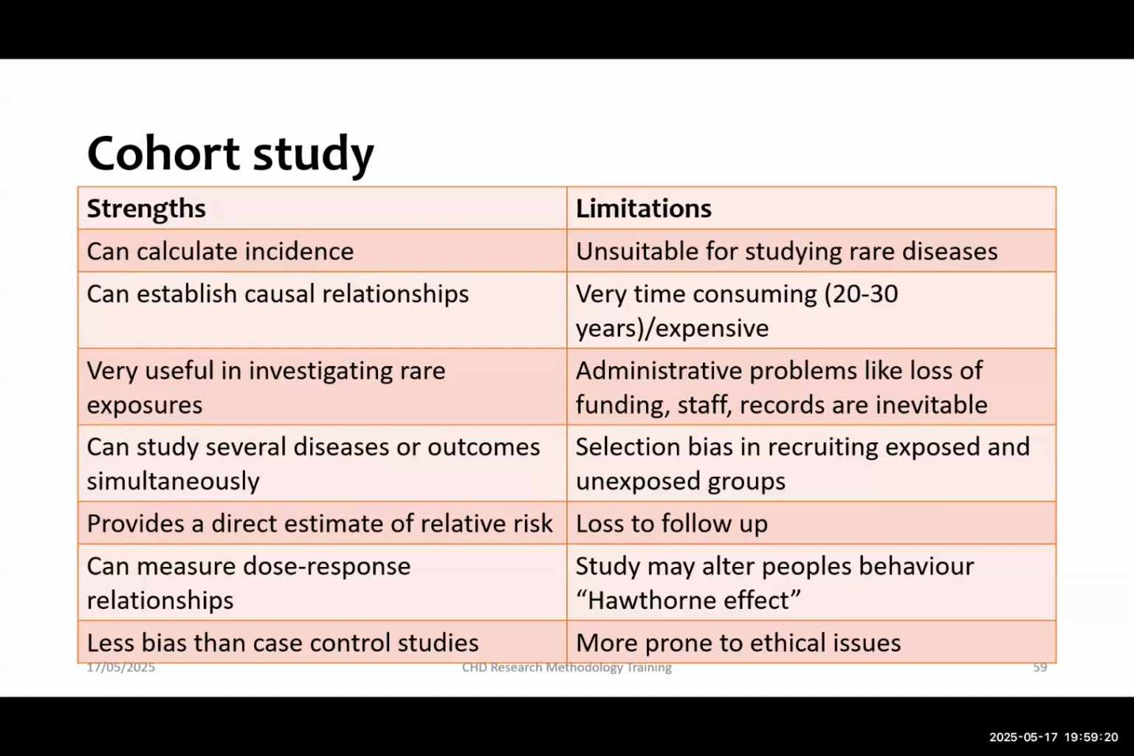That will give you bias. Another bias is what we call the Hawthorne effect, where, because people know they are being watched, they will obviously do the things they are expected to do, so their behavior will be different. And cohort studies are also prone to ethical issues, because a lot of times, even though you're observing, you have to come in and measure, and some of the things you're measuring can actually be invasive.